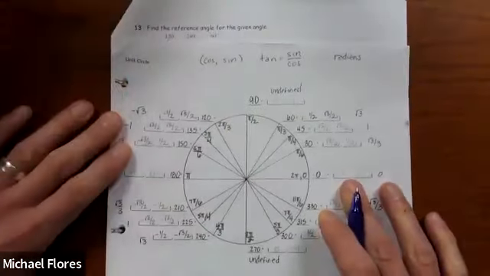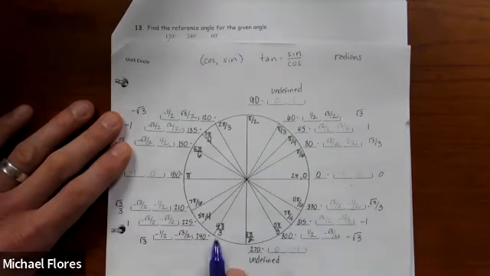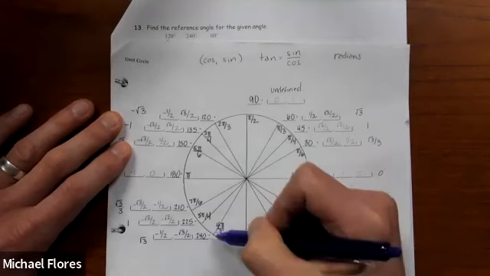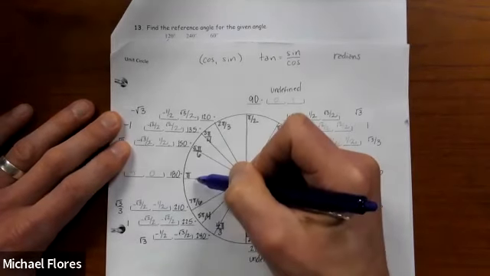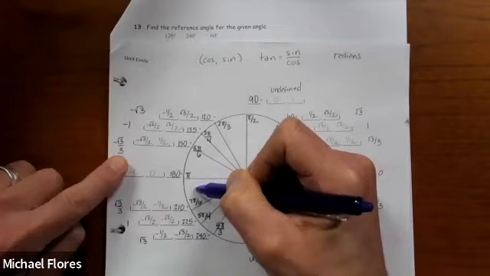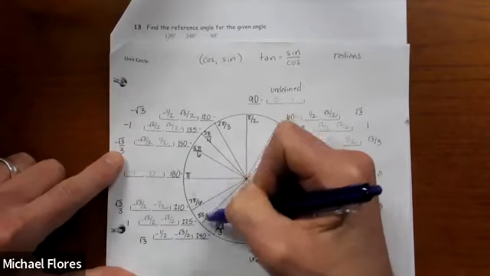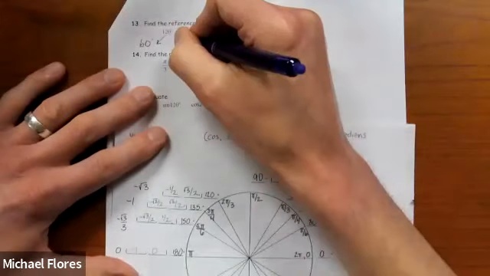So 240 degrees would be here. What is the degree of separation from 240 to 180? The closest x-axis. That is 60 degrees worth of separation. Remember, your reference angles are always going to be positive.